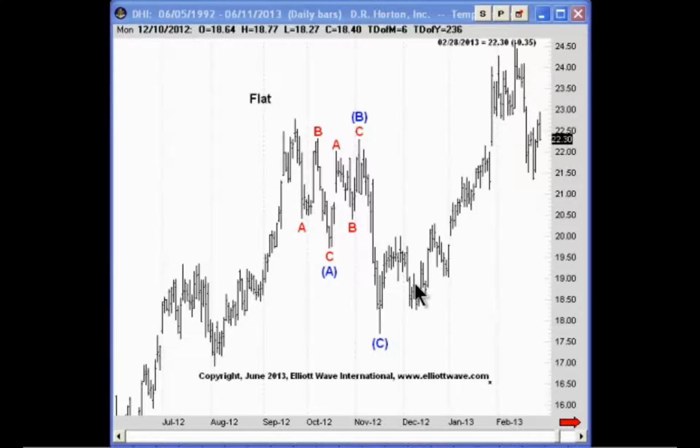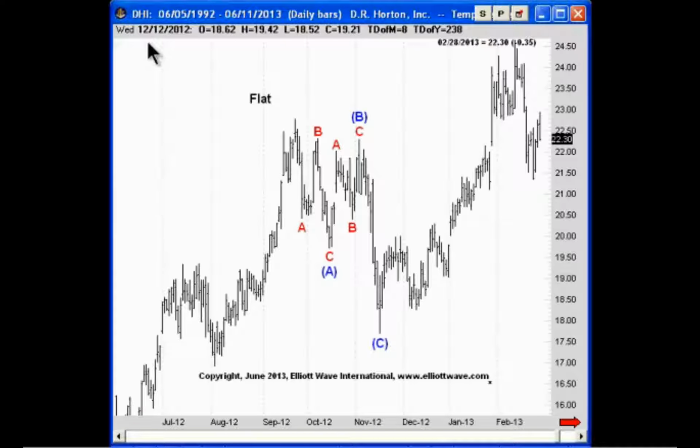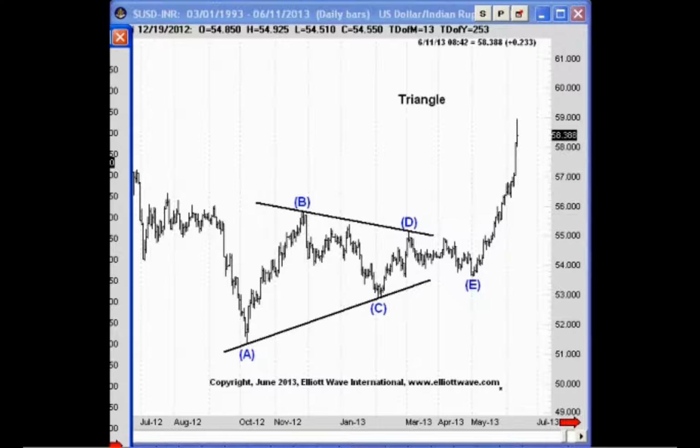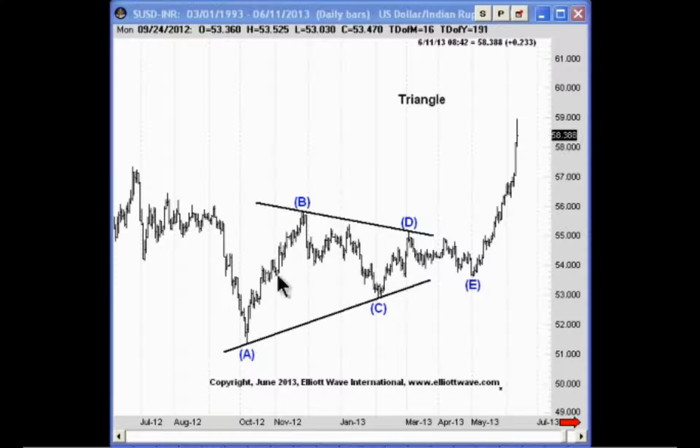But again, today we're going to be focusing on triangles, and I want to begin with a good example of a triangle that occurred in the Indian rupee. Now what we have here is a very large triangle that took many months to unfold, but it's a 5-wave pattern identified as waves A, B, C, D, and E.